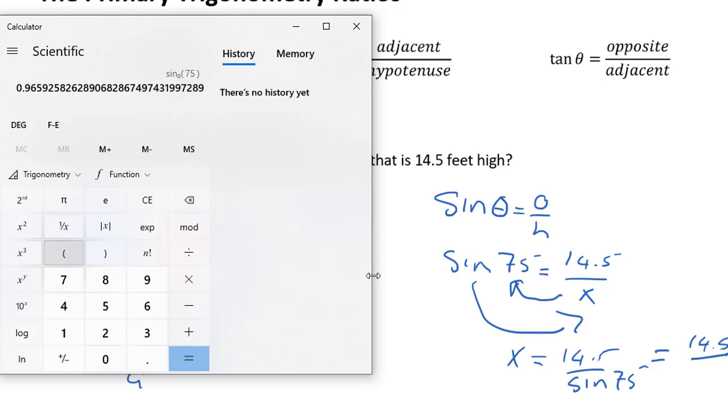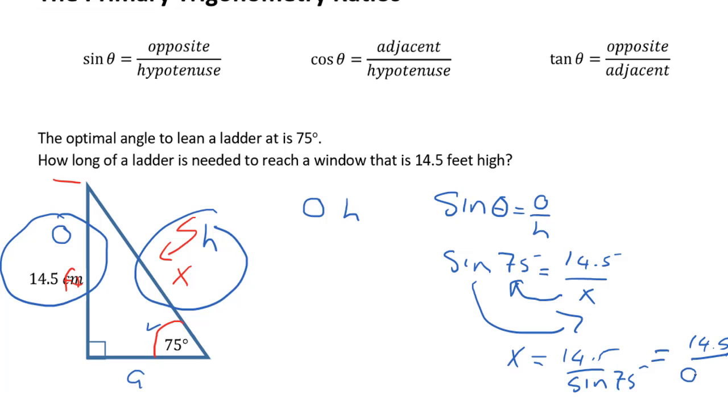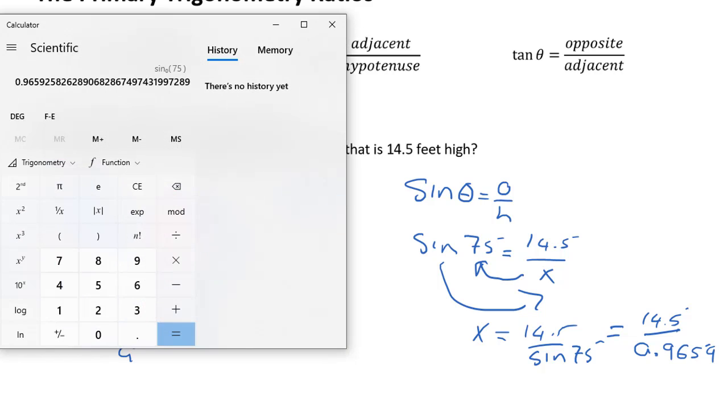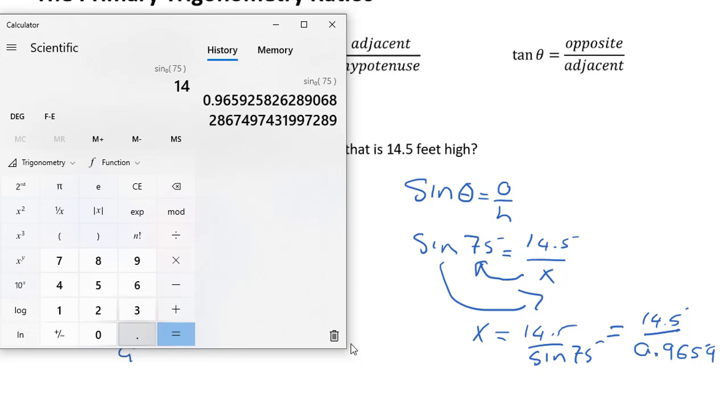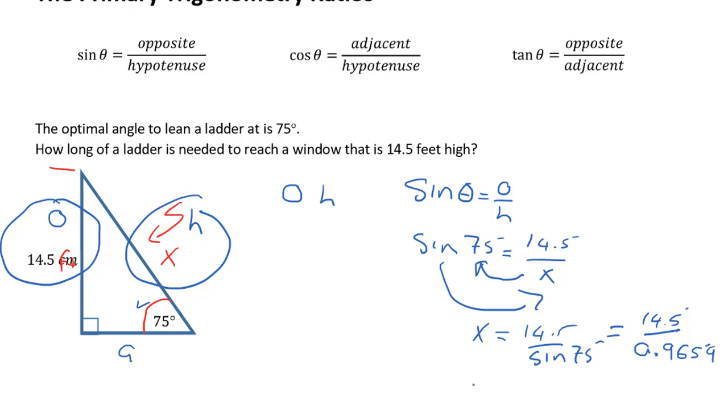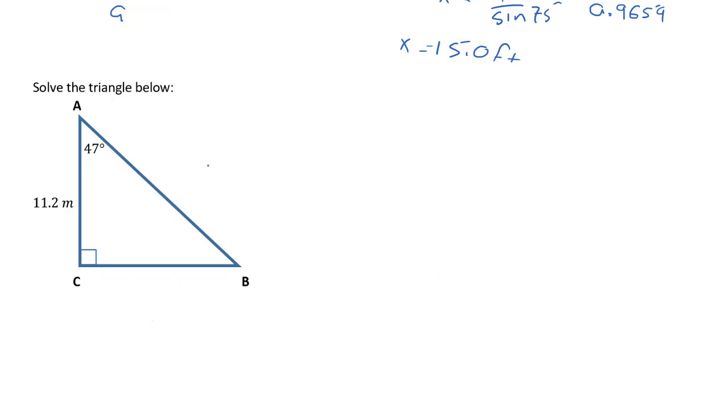And I can see that it's 0.96592. We have to keep 4 decimal places. So sine of 75 degrees is going to be 0.9659. Pulling up the calculator one more time, I'm now going to divide 14.5 by 0.9659. And I get 15.0 feet. The ladder must be 15.0 feet.